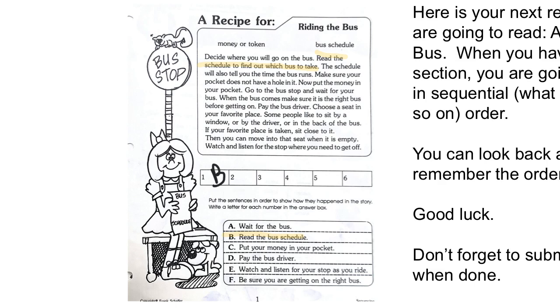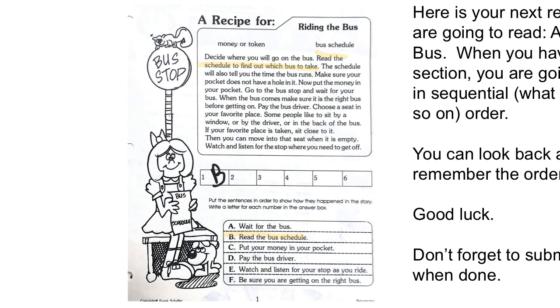Then I can go back up and look for this next sentence. The schedule will also tell you the time your bus runs. Wait for the bus, put your money in your pocket, pay the bus driver, watch and listen for your stop as you ride, be sure you're getting on the right bus. I don't see that sentence down there. It says make sure your pocket does not have a hole in it.